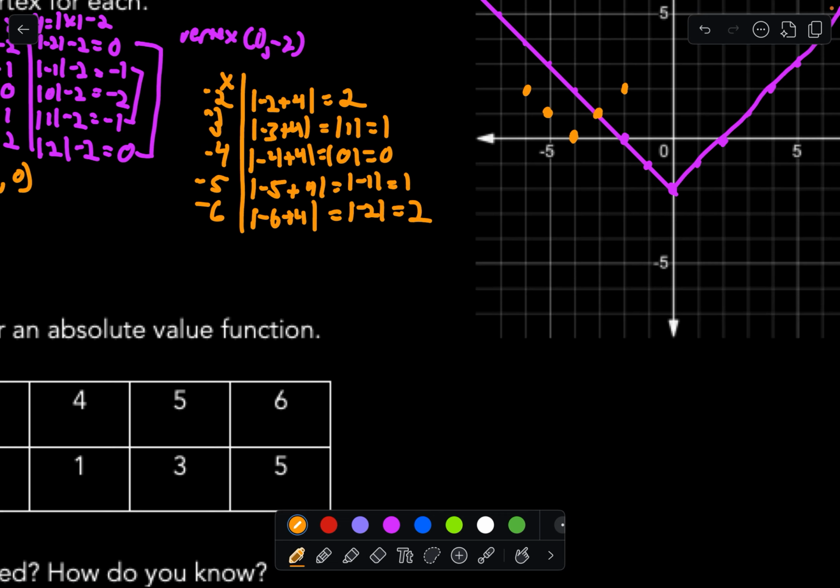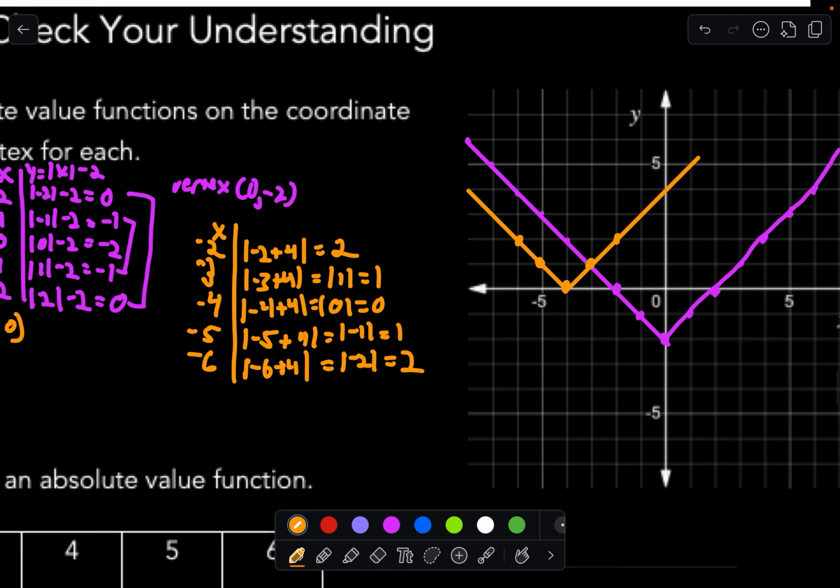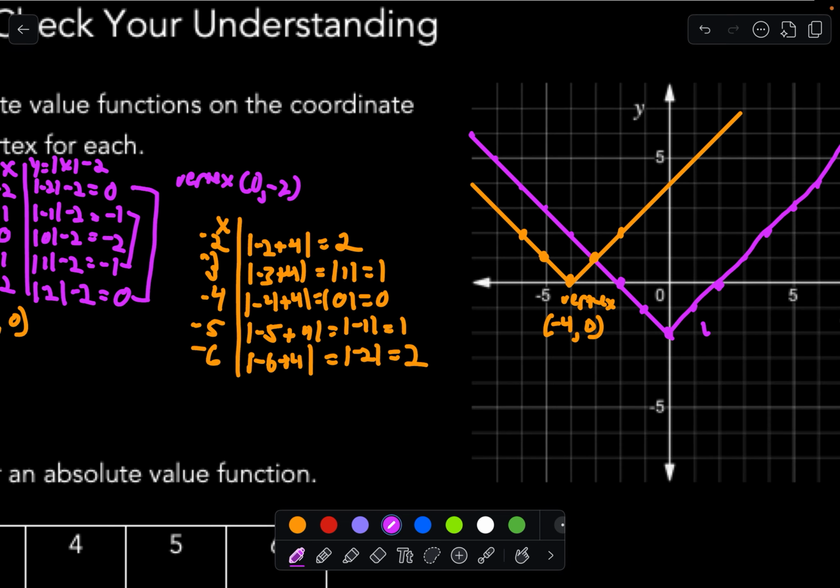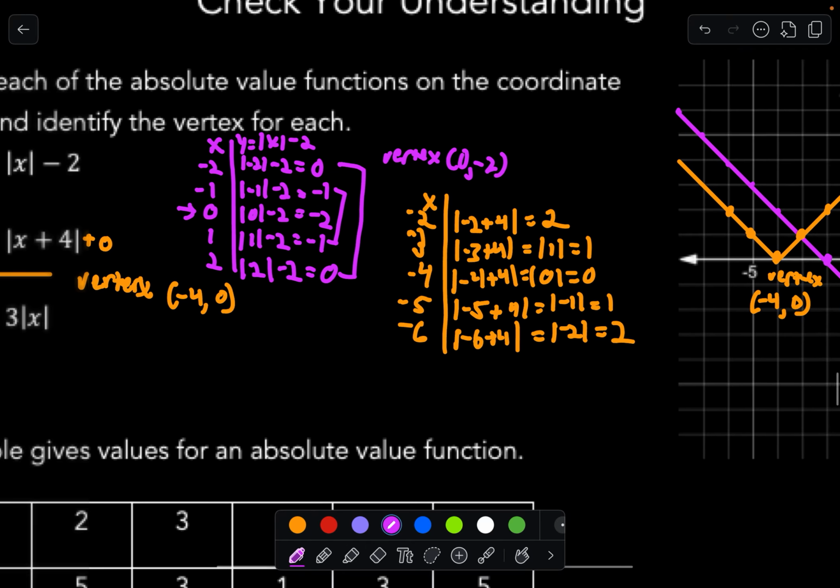So you see it's the same exact shape as previously, but the graph has just shifted to the left 4 units. Okay. Notice that the vertex, again, this is the vertex, now is at negative 4 comma 0. The vertex of the purple is going to be at 0 comma negative 2.